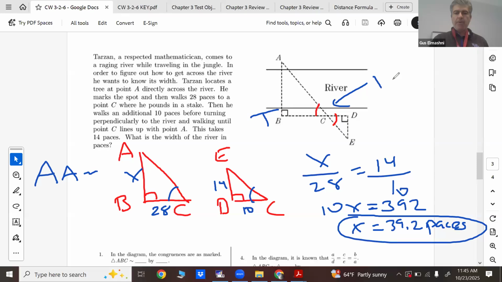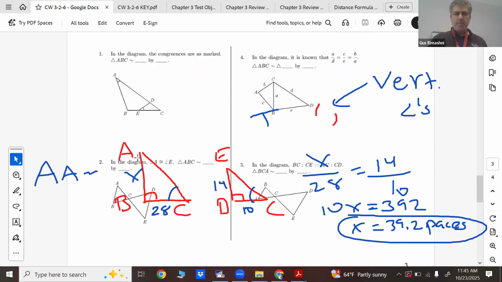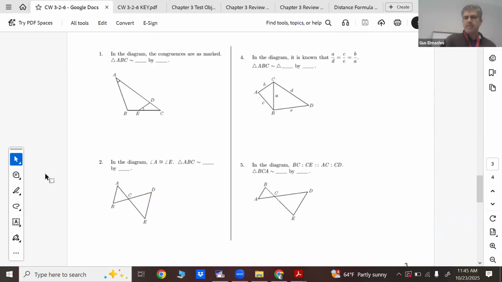Remember, you have yourself vertical angles here. Okay, all's good? Okay. All right, so now the last few problems on this page, before we turn to the last page of the notes. I want you guys to figure out how to write the similarity statements. This is important too. How do we write these similarity statements?